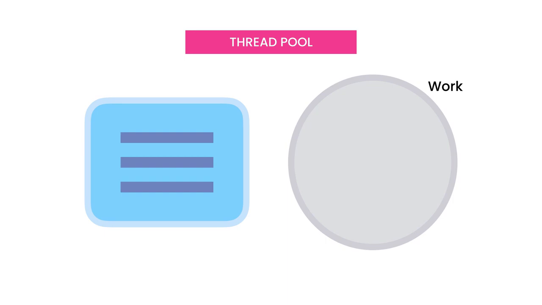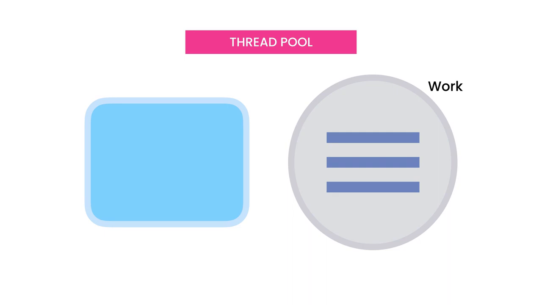Also, because a thread pool has a fixed number of threads, we don't have to worry about creating too many threads and running out of memory. For example, we can create a thread pool with 10 threads and submit 1,000 tasks to it. The thread pool would take care of assigning our tasks to these threads. If all threads are busy, the new tasks will wait in a queue. As soon as a thread becomes available, it will pick up a task from the queue and execute it.